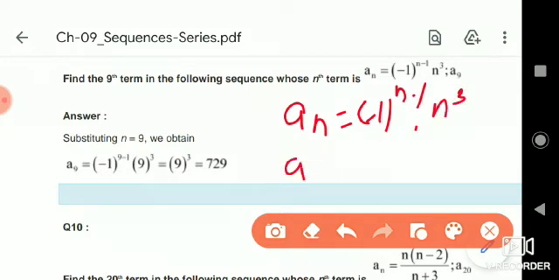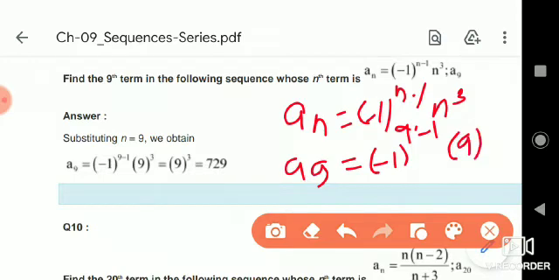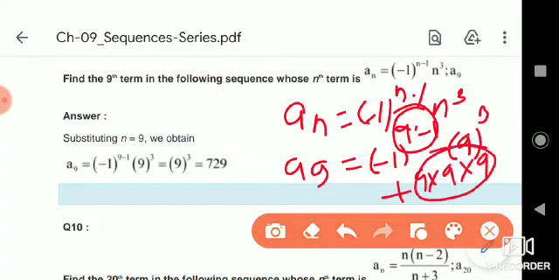Replace n by 9, that is, a9 = (-1)^(9-1) · 9^3. Since 9 minus 1 is an even number, minus 1 to the power even is again a plus sign, and 9 cube is nothing but 9 into 9 into 9, that gives 729. Therefore the ninth term of the given sequence is 729.